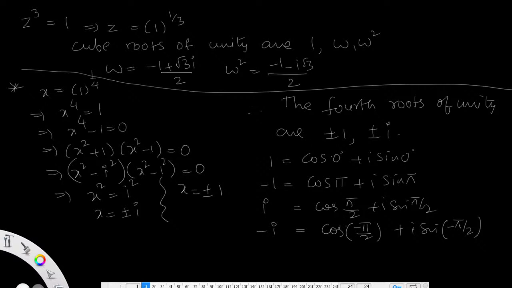So next we are going to draw the graph of the fourth roots of unity. Just remind that cube roots of unity are 1, omega and omega square, where omega equal to this value and omega square equal to minus 1 minus i root 3 by 2, whereas fourth roots of unity are plus or minus 1 and plus or minus i. So 1 we can write in cis form as cis 0, minus 1 means cis pi, i means cis pi by 2, minus i means cos of minus pi by 2 plus i sin of minus pi by 2.